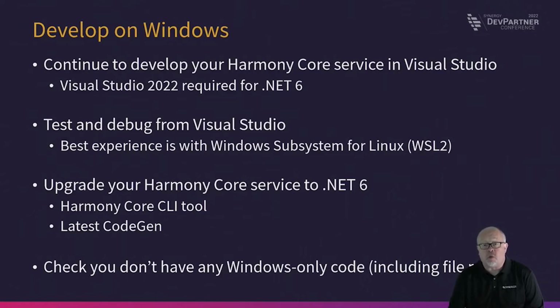Of course, if you do want to migrate your Harmony Core service to Linux, you will first need to upgrade it from .NET Core 3.1 to .NET 6. And the Harmony Core CLI tool will do much of that work for you. And make sure you get the latest version of CodeGen also. You may need to check that your code doesn't use any Windows-only features, but that is fairly unlikely, as most Harmony Core services are built from generated code based on templates that we provide.